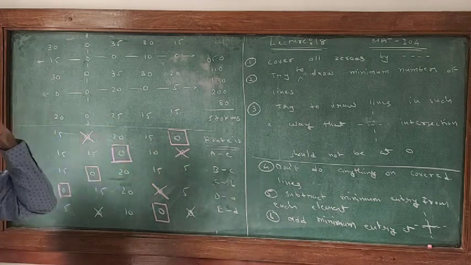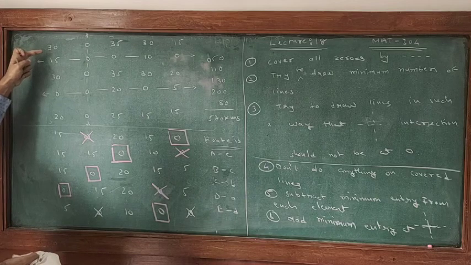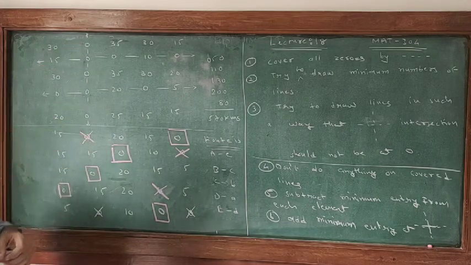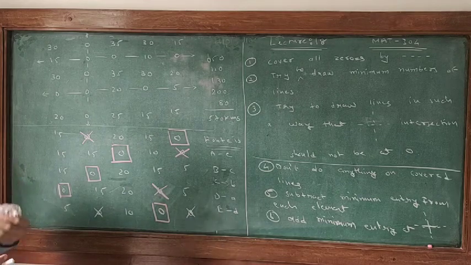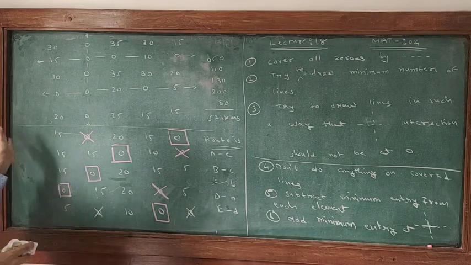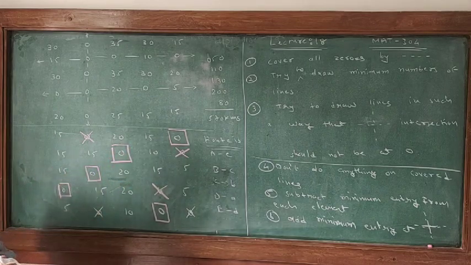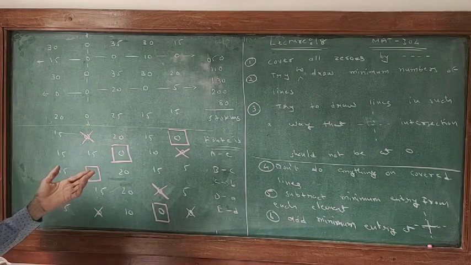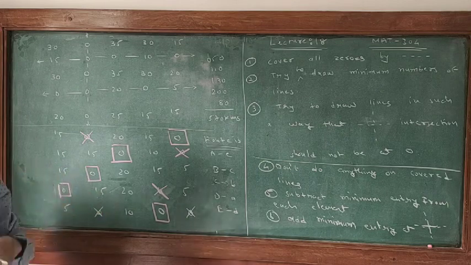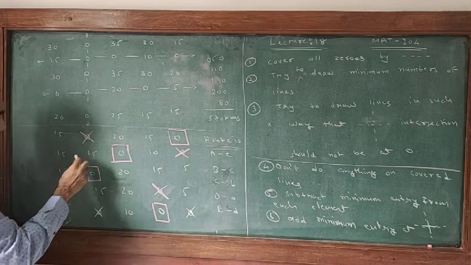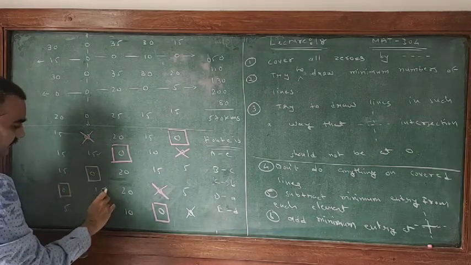Don't do anything on covered lines, means we are not doing anything on covered lines here, 30, 0. Subtract minimum entry from each element. We subtract the minimum entry from each element. Add minimum entry at intersection, means we add the minimum entry at intersection at both these places, this and this.